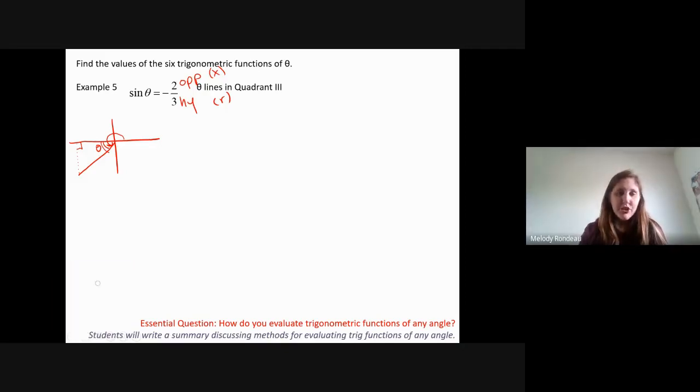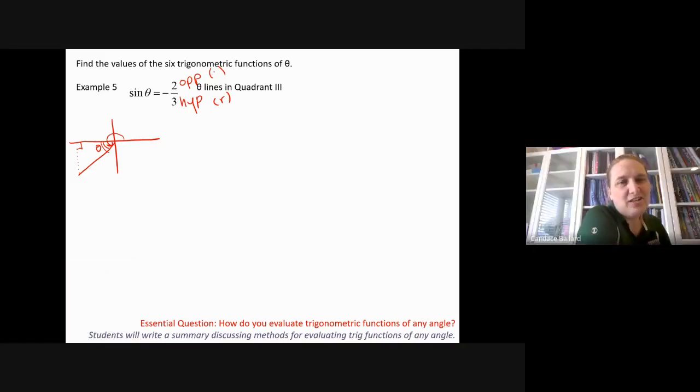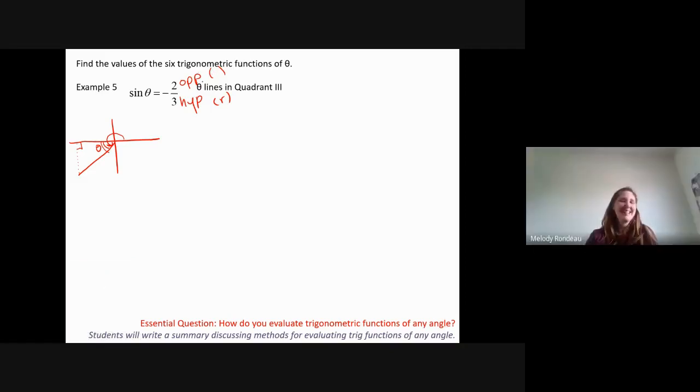Okay, so if I go to my picture, I also have this negative. I'll get to the negative in a quick second. First, I'm going to just do opposite. Why did I write x? I apologize, the opposite is definitely not x. Sine always goes with y. The opposite is y, and we can see that in our picture.